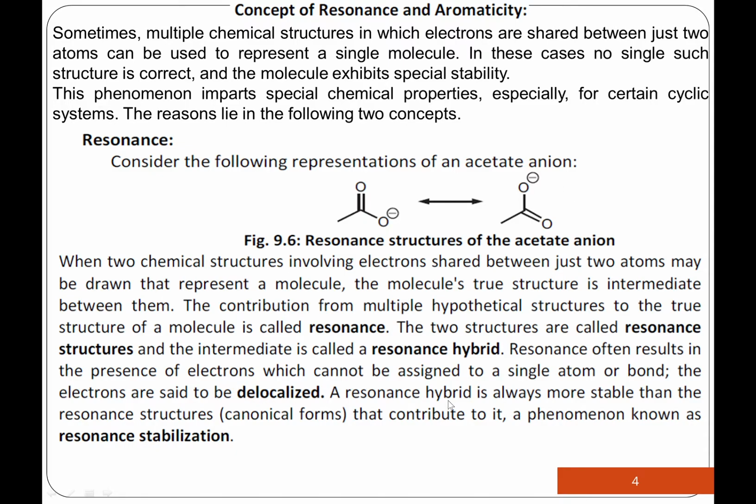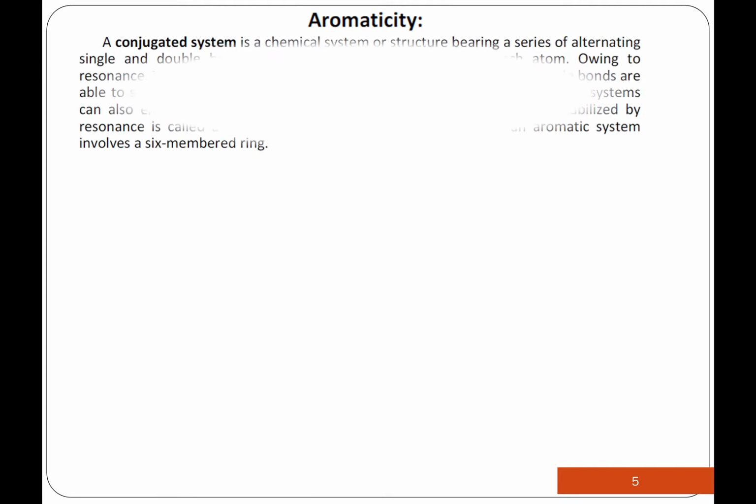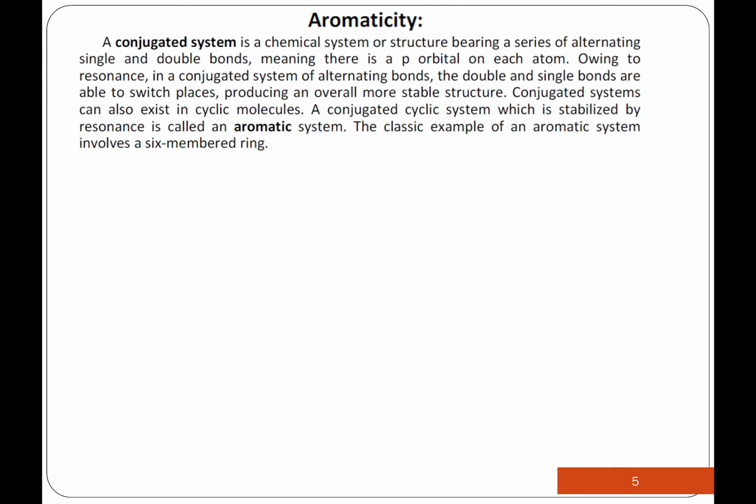Let us consider the acetate anion. The resonance structures for acetate anion can be represented. In one case, the negative charge is on this oxygen, in the other case it is on this oxygen, and what has happened is the double bond has changed its position. When two chemical structures involving electrons shared between just two atoms may be drawn to represent that molecule, the molecule's true structure is intermediate between them. Means it is neither this alone nor this alone, it is an intermediate. What is that intermediate? We will see in the end.